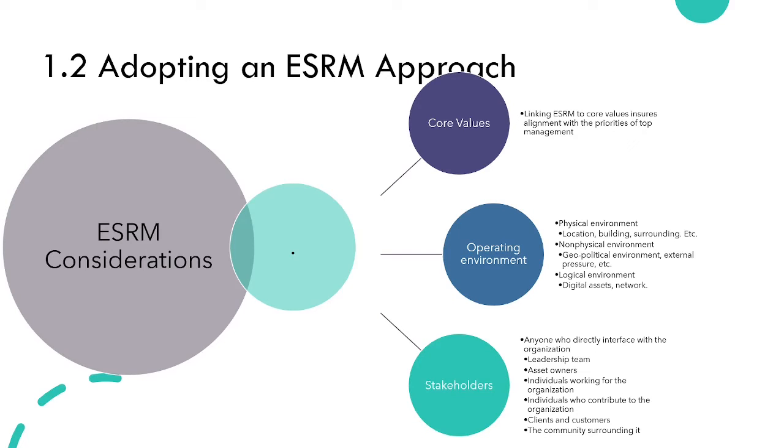And the third consideration is stakeholders. And when we talk about stakeholders, this includes everyone who directly interfaces with the organization. And this includes the leadership team, asset owners, individuals who work for the organization or who support the organization from outside, like contractors or the clients and customers who work with the organization, and the community surrounding it. So if you're in a neighborhood, people living in that neighborhood are part of your stakeholders. They need to be considered when doing an ESRM approach.